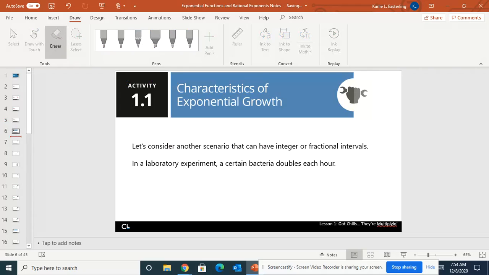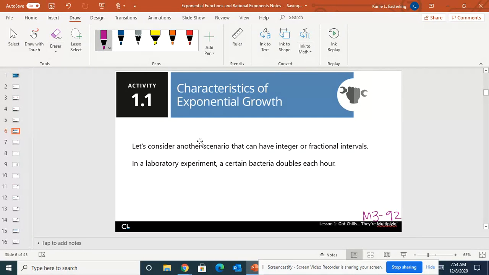All right. So now we're going to get into characteristics of exponential growth. This is activity 1.1. We skipped the getting started in the textbook, so now we are on page M392. This is the top of M392.